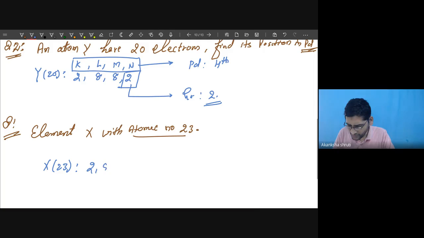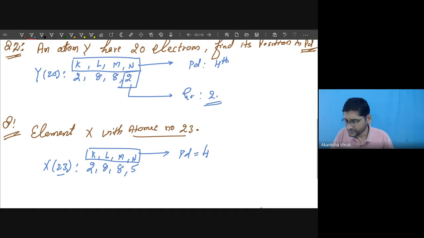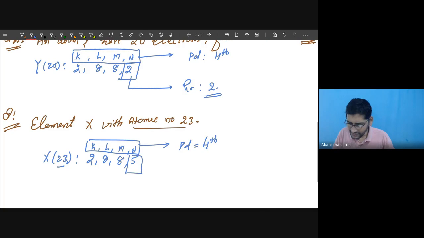So it is 2, 8, 8, and how much does this become? 18, and the left one is 5. Get it? So this way we are observing that it is K, L, M and N. In this case you need not adjust with 10. Here this will give us the period, the 4th period. But in this case we are getting that this is the 5 itself, and the number is greater than 20, so directly it will give us the group number 5.